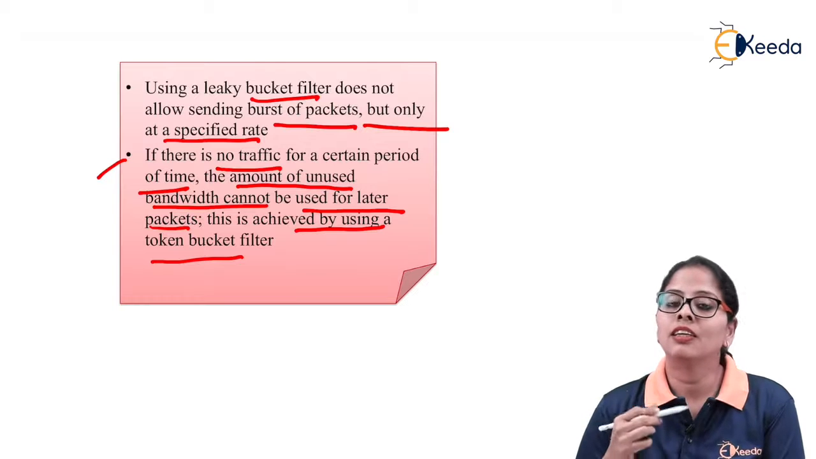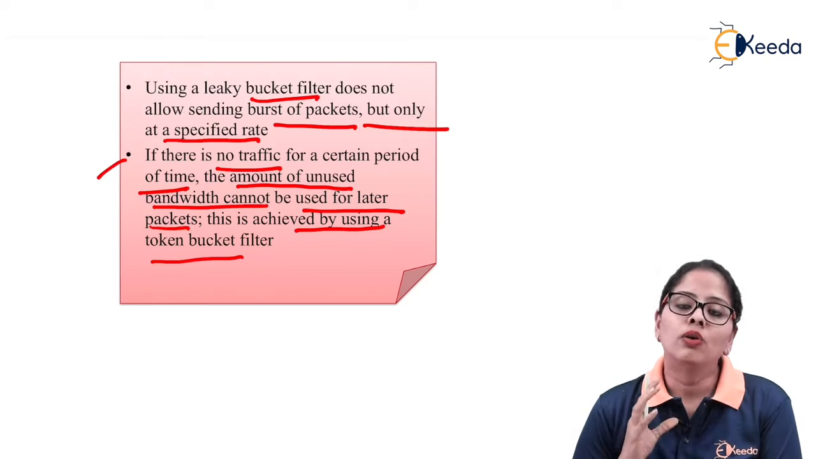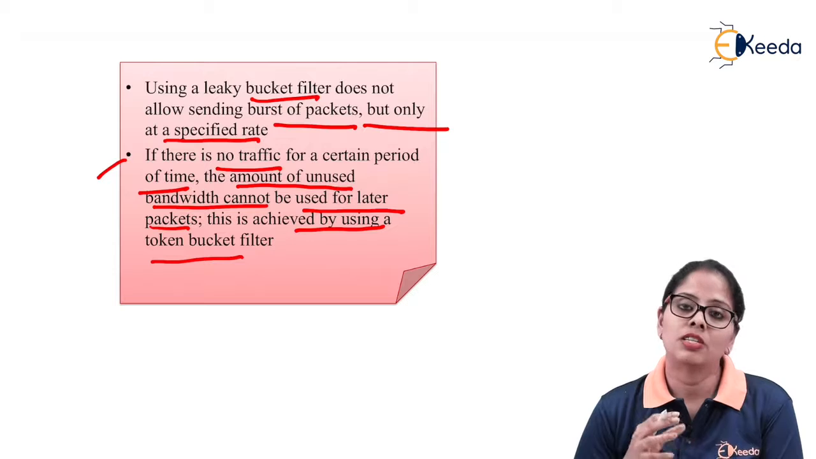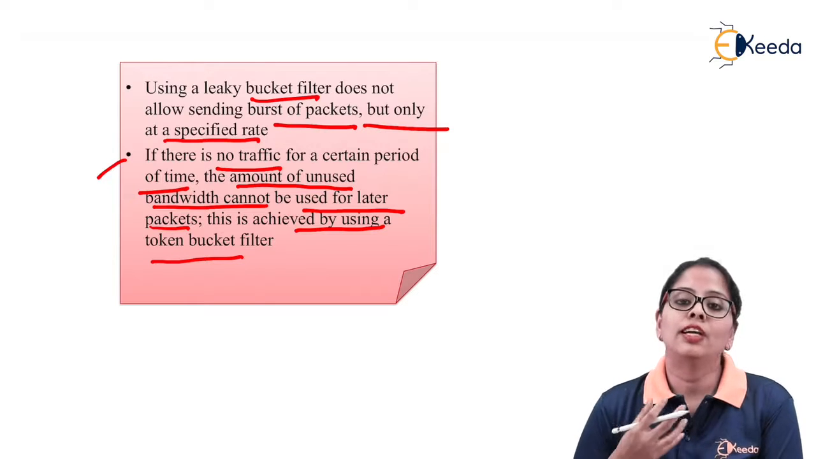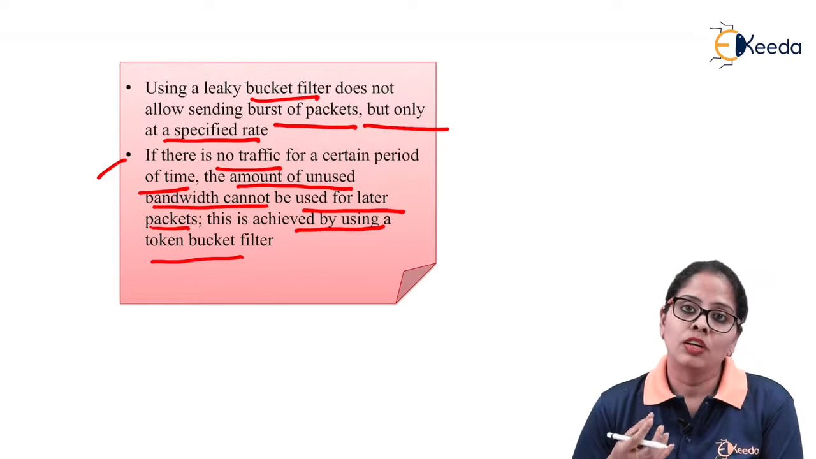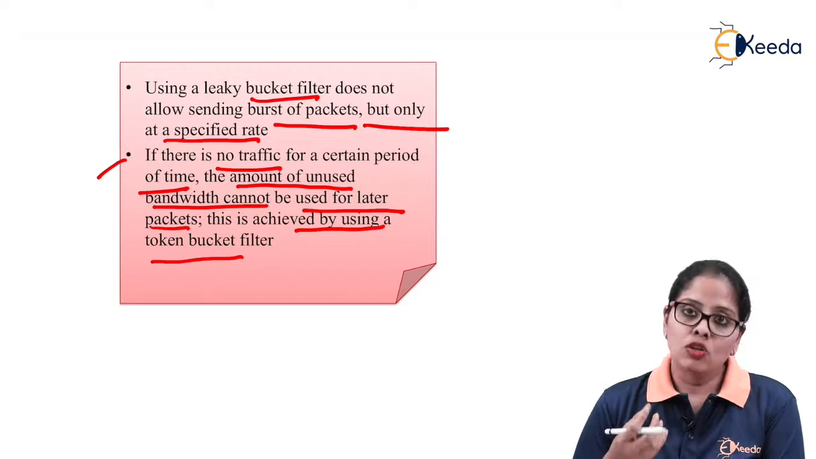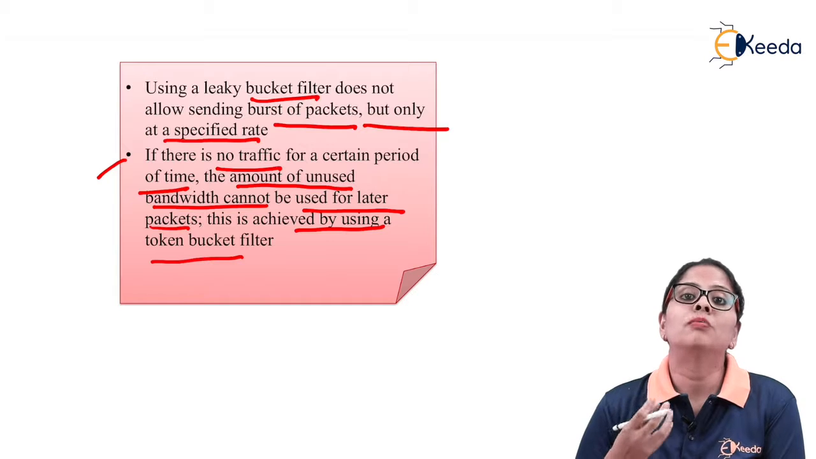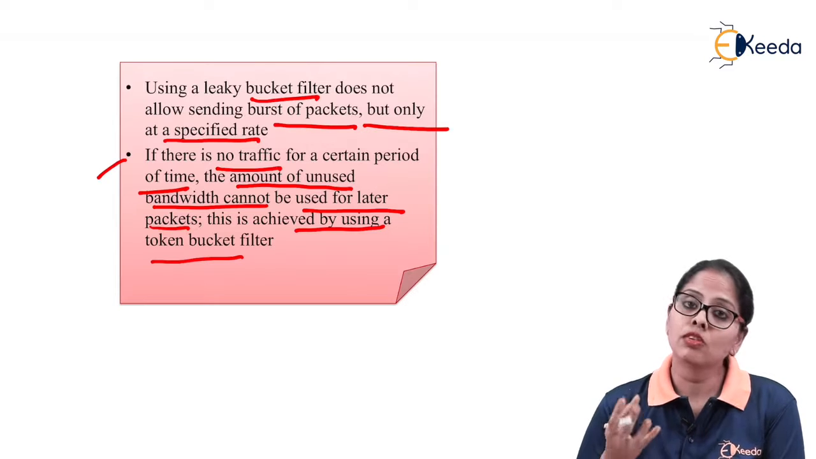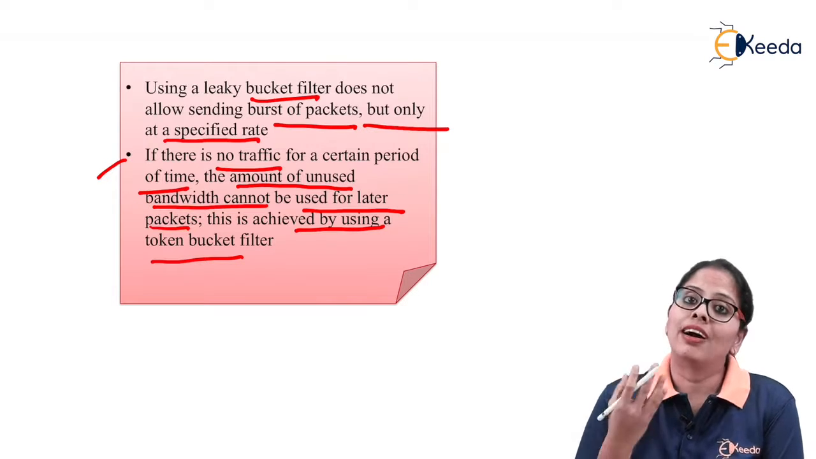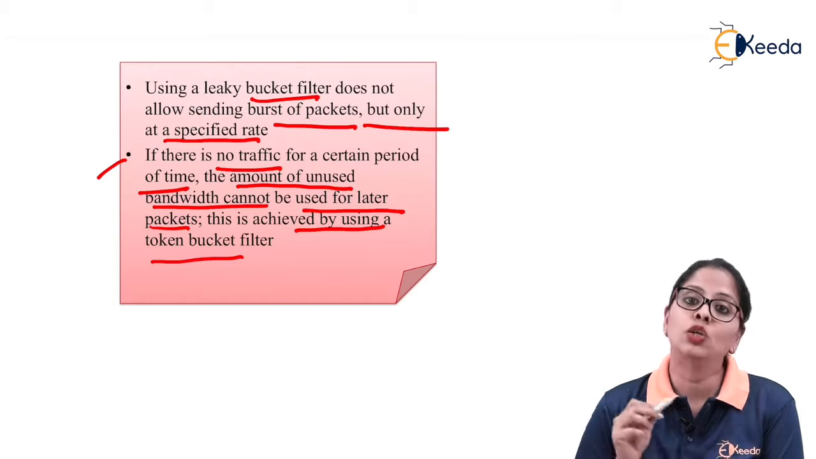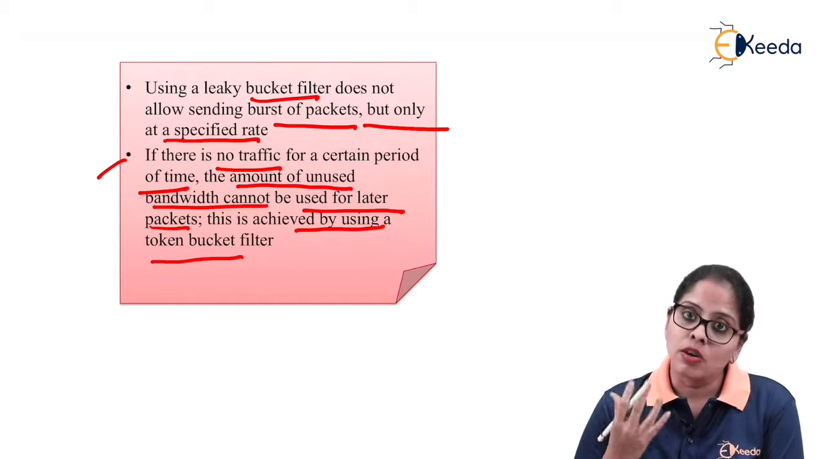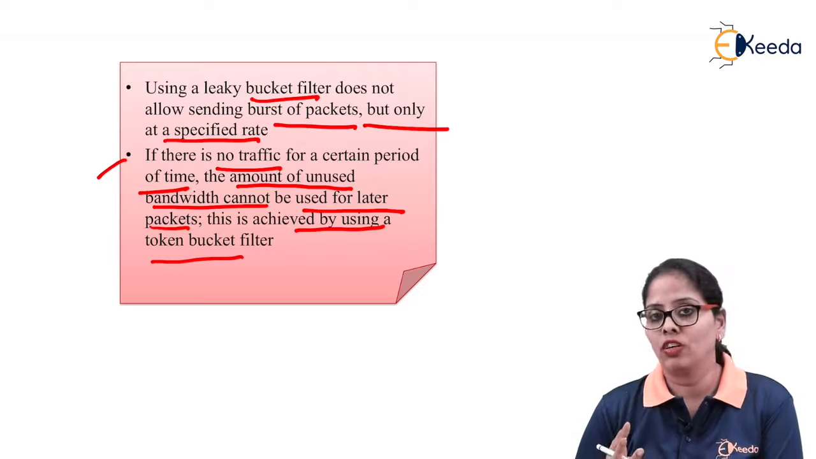So basically in the leaky bucket, you get a constant rate, but sometimes it may be possible that you don't have data to send, your host will be idle, and that resource we can't use to send bursty traffic. So with the help of another technique called the token bucket filter, it is possible to send burst traffic also.